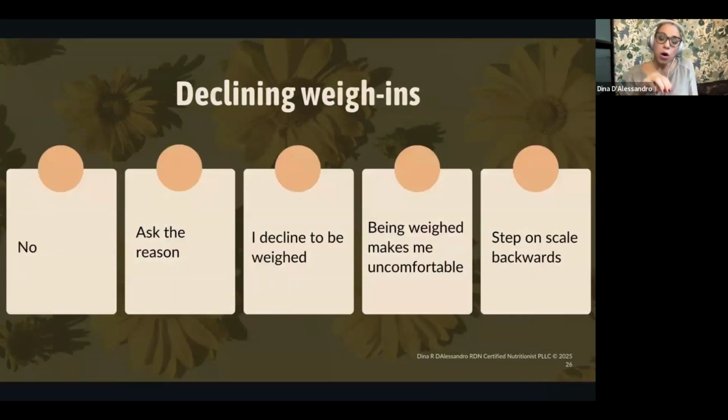And so if you are uncomfortable getting weighed and measured in your doctor's office, and I'll talk in a second about why you might need to, you can decline it. You can say, no, thank you, it makes me uncomfortable. Or you can ask, why do I need to be weighed? You can also say, don't tell me the number. I'm going to get on the scale, or I'll step on it backwards. You can write down whatever you want and it's fine.